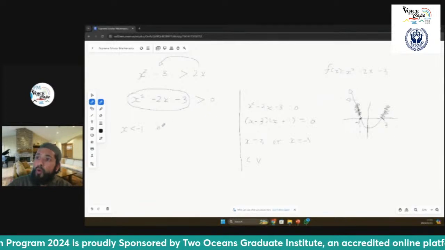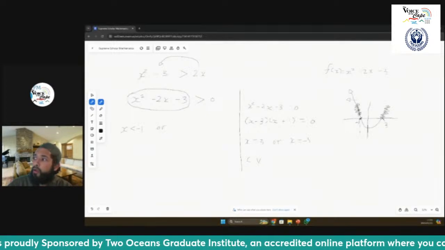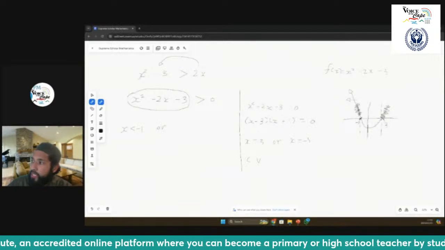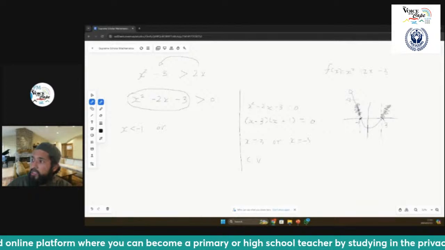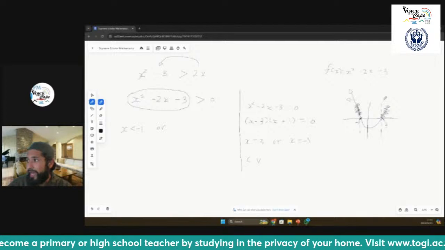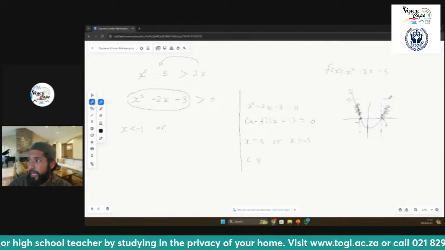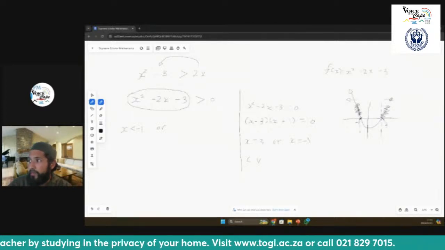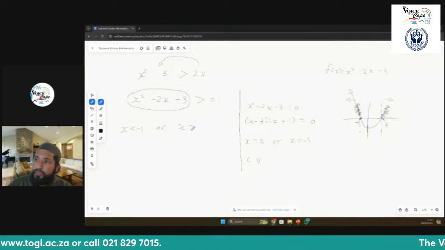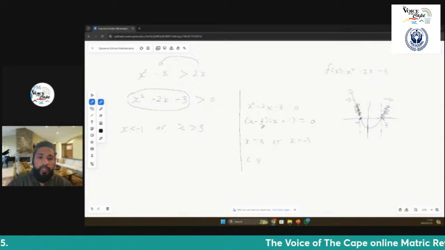Or, on the other side, you can draw a straight line over here. Wherever, so we're looking at when the graph passes that point 3, then the graph starts becoming positive. So wherever, and it's moving towards the right, so wherever x is greater than 3, wherever x is greater than 3, the graph is positive. Right? I hope that is clear. That is how you deal with such a question.